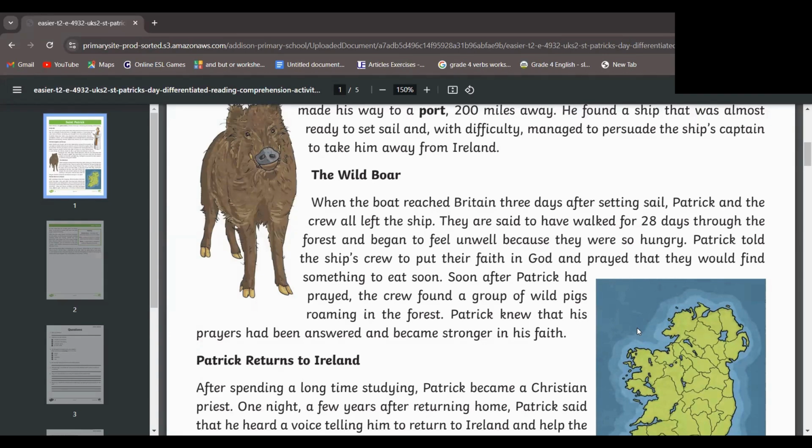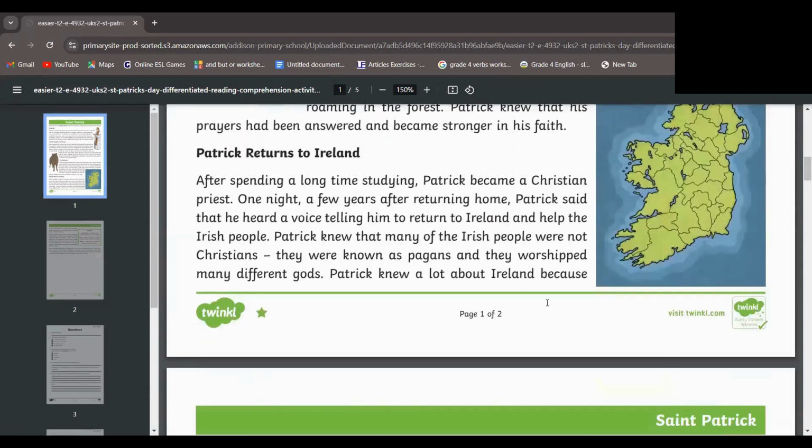Soon after Patrick had prayed, the crew found a group of wild pigs roaming in the forest. Patrick knew that his prayers had been answered and became stronger in his faith. Patrick returns to Ireland. After spending a long time studying, Patrick became a Christian priest.